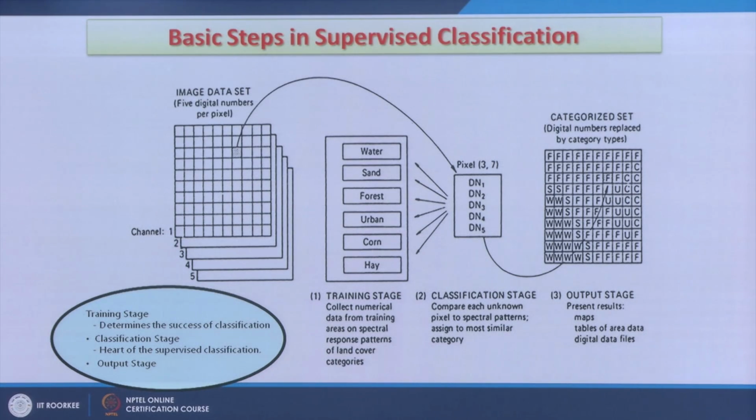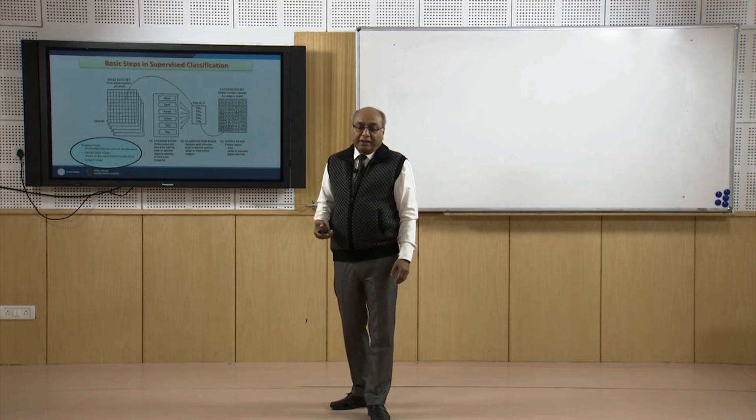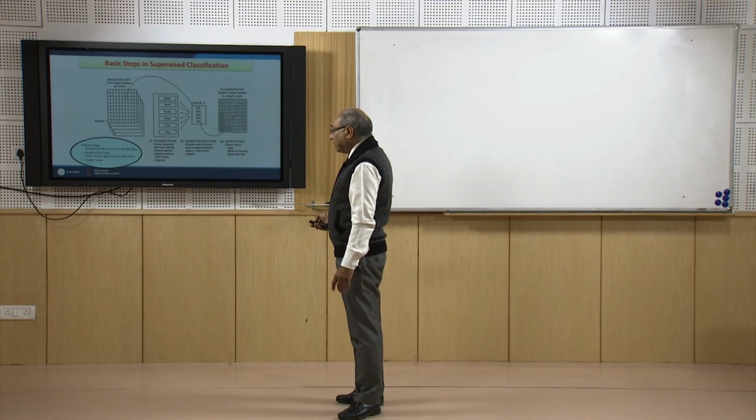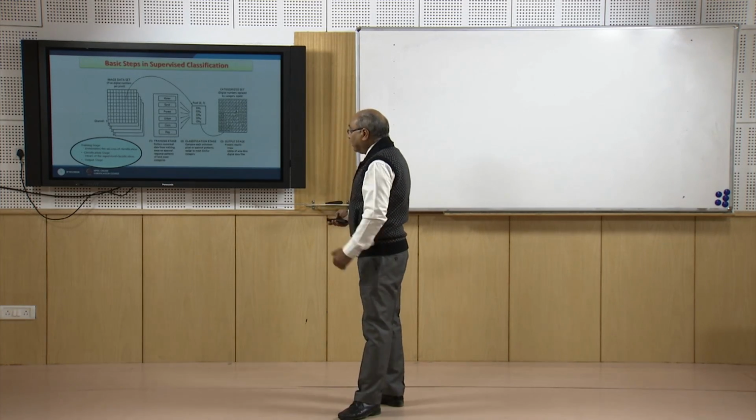If training sets are very reliable, and if the user has prior information about that area, then it becomes very good. If not, and if I have to do a very accurate classification, then one has to go into the field and really check whether the area which I am identifying as dense forest really exists in the field or not. So if I have collected field data or training sets from the field and then input them in the image, then my classification is going to be very accurate. So the classification stage is the heart of supervised classification, along with the output. So three stages are there.